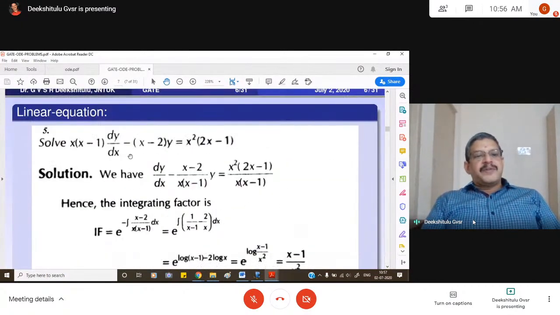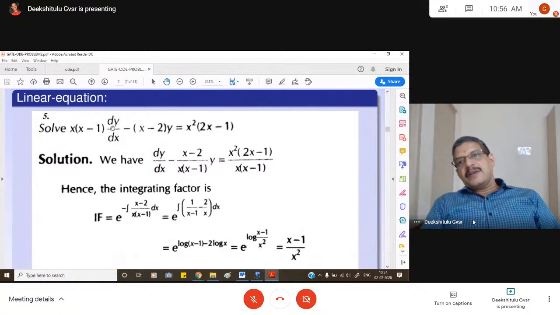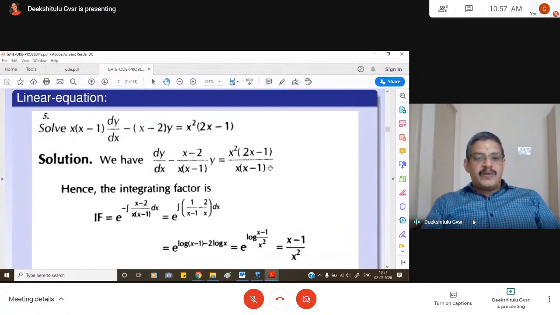Next one is linear equations: x into x minus 1 dy by dx minus x minus 2 into y is equal to x square by 2x minus 1. While dealing with linear equations, the first thing that you have to do is make the coefficient of dy by dx equal to 1. For that, divide throughout by x into x minus 1. So dy by dx minus x minus 2 by x into x minus 1 y is equal to x square into 2x minus 1 by x into x minus 1.